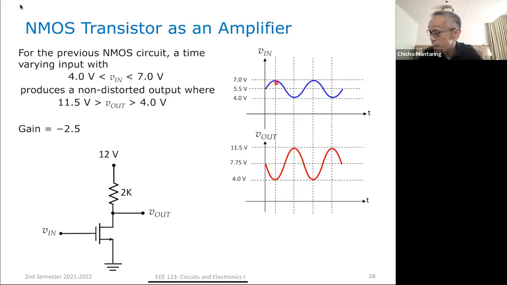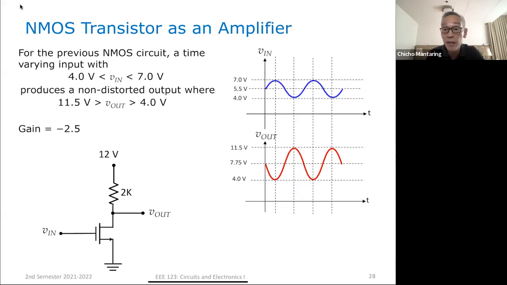So if my input looks like this, my output will look like this. As you can see, there's a gain. The peak-to-peak value of this particular signal is 3 volts, and the peak-to-peak value of this particular signal is 7.5 volts. It is an amplifier because whatever information contained in this signal can be retrieved from this signal. So this actually is a circuit of a very simple NMOS amplifier.